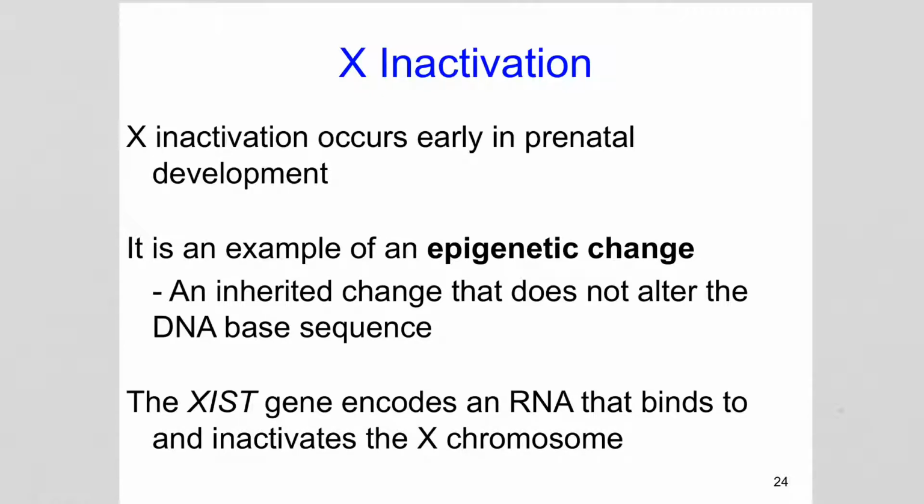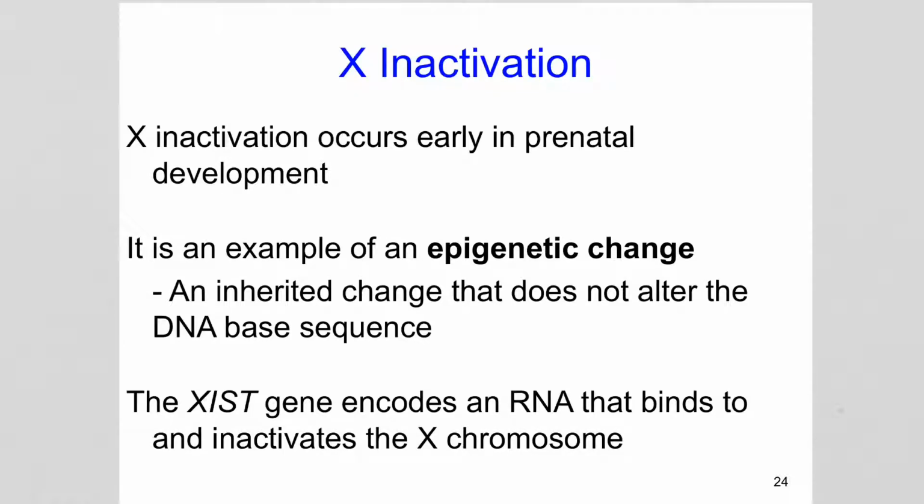Because one X chromosome is shut off in each of the cells, we can have alterations to our phenotype. We refer to this as an example of an epigenetic change. That means there's an inherited change, but it's not altering the DNA base sequence. These changes aren't due to a mutation, but simply due to which alleles are being expressed.